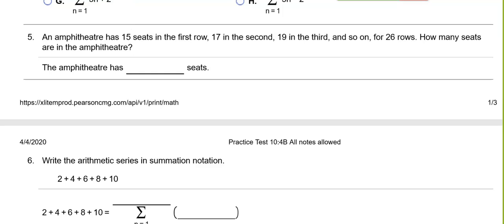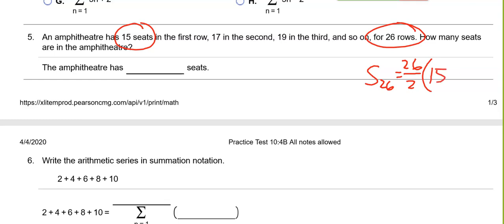So we have 26 rows. Okay, so we know that we're adding 26 different numbers together. We know the first one is 15. But we don't know the last one, so we have to figure it out. Some of my students were figuring out how many seats were in the 26th row, which is half the work. That's actually good. But then they didn't use it.